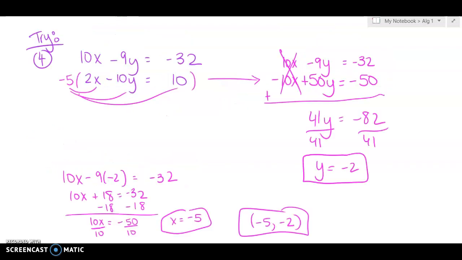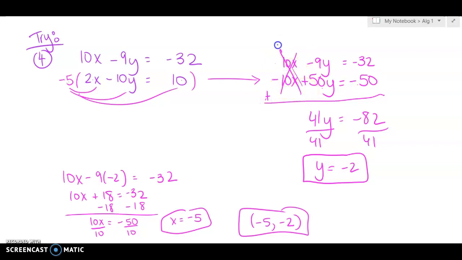So I decided to cancel out the x's. Since this was a positive 10x, I decided to make the bottom x a negative 10x. To make 2 into a negative 10, I have to multiply by negative 5. I have to make sure I multiply the entire thing by -5. So -5 times 2x is -10x. -5 times -10 is positive 50y. -5 times positive 10 is -50. The top equation didn't change at all, and now I can add them together.